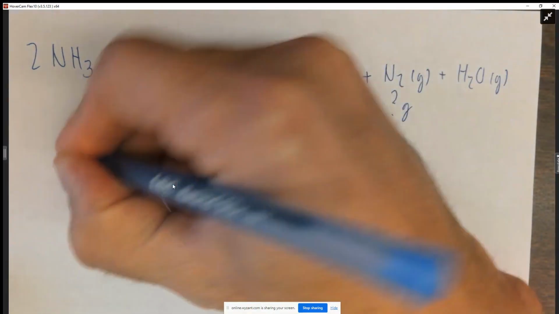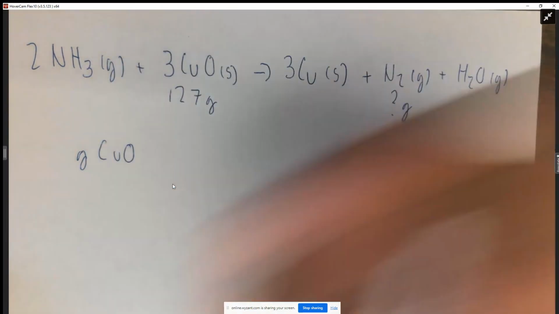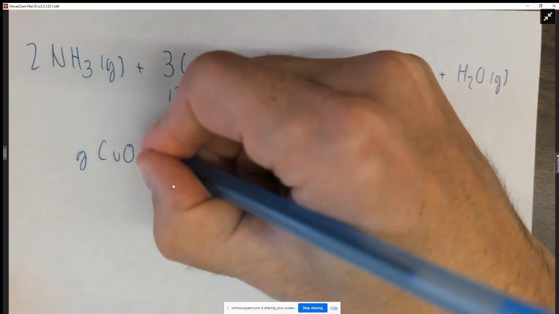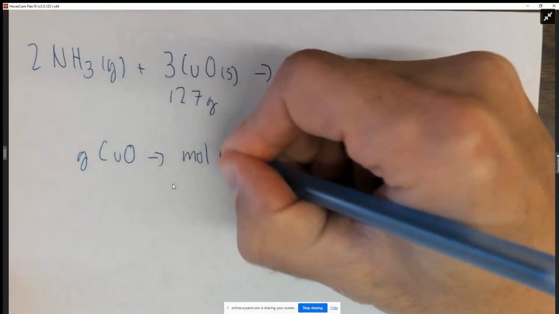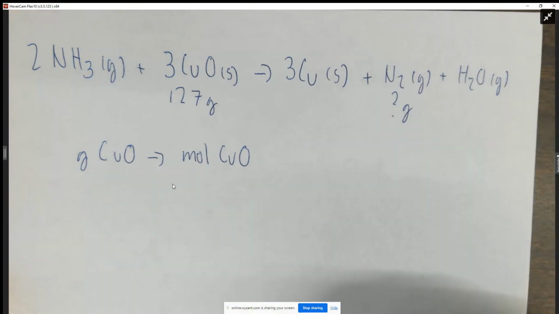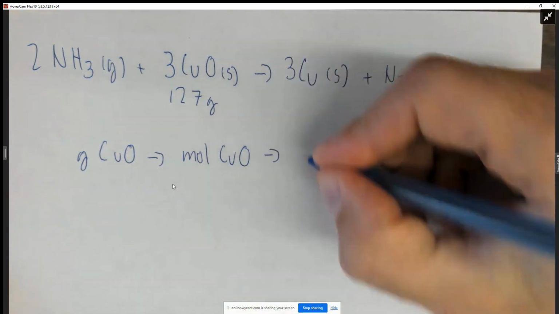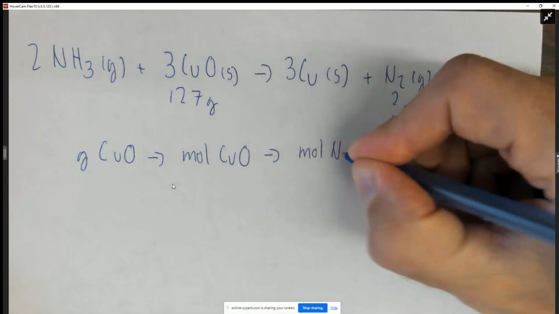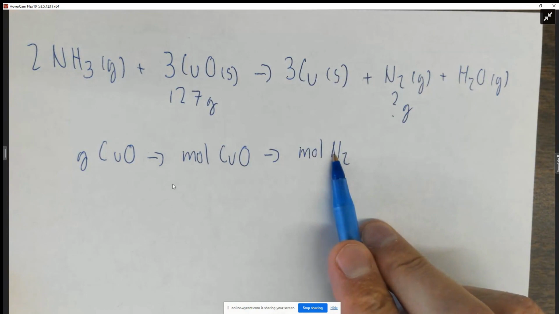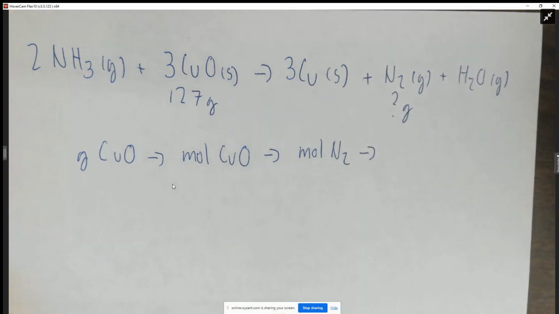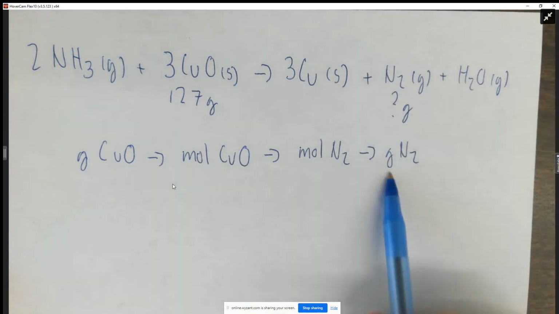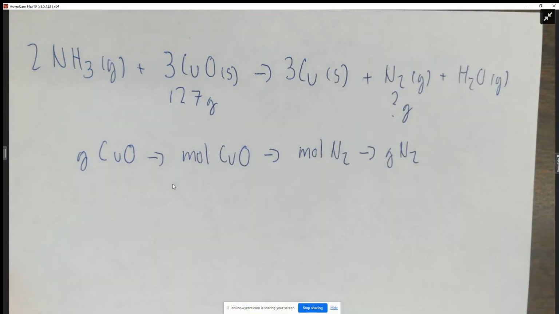So in this case, we want to go from grams of CuO, and what I'm writing now is what I call a plan of attack. So we're going to start with this. We're going to convert it to moles of CuO. To convert from grams to moles or moles to grams, we use a molar mass. Then we're going to convert it to moles of nitrogen, because the balanced chemical equation provides a good way to convert from moles of one compound to moles of a different compound. And then finally, we're going to convert it to grams of nitrogen, because the question asks us for how many grams of nitrogen we can make.